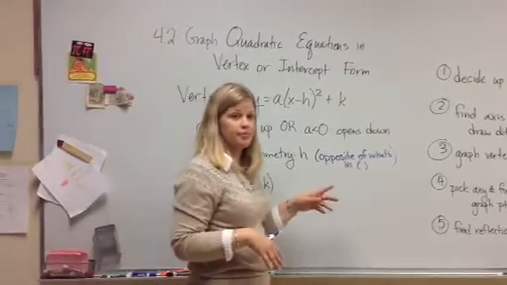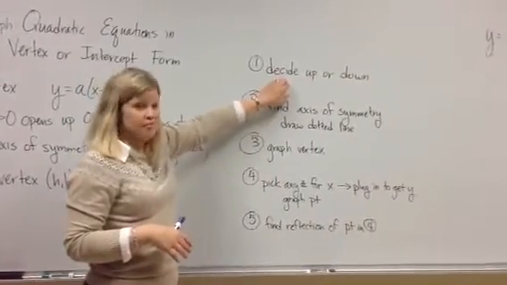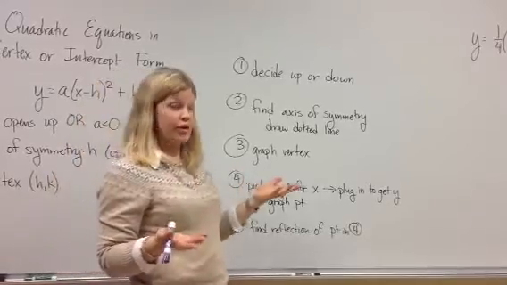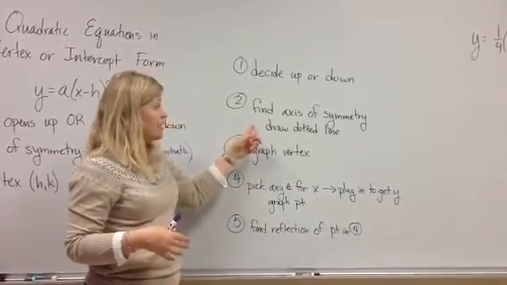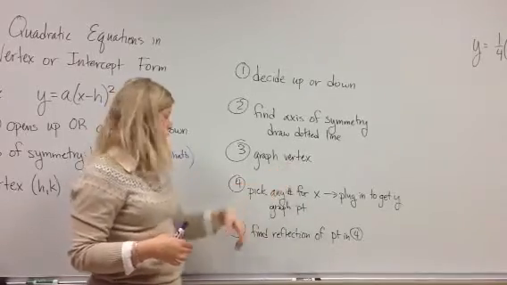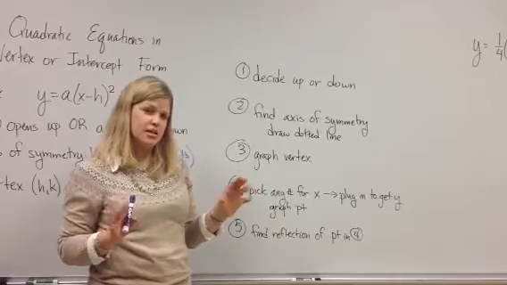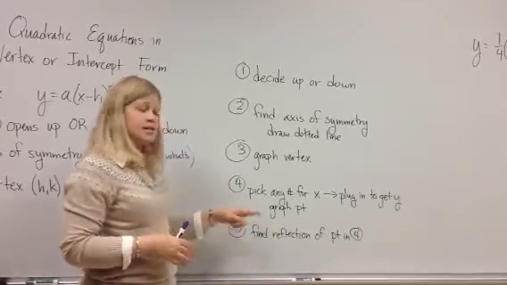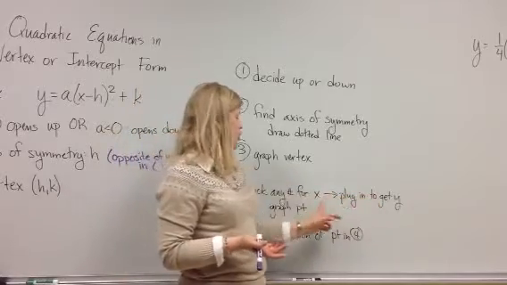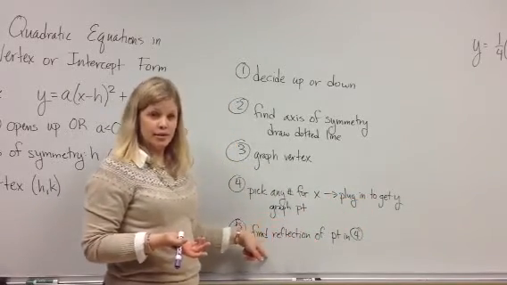Let's come over here and let's start looking at the steps. First step, like normal, we're going to decide up or down. We can also talk about skinnier or fatter. We're going to find the axis of symmetry and put a dotted line there. We're going to graph our vertex. Now this time we don't look for the y-intercept. Remember that 0C thing we talked about? This time you're going to just pick a number for x. You're going to plug it in to get y, and then you graph the point and get the reflection.